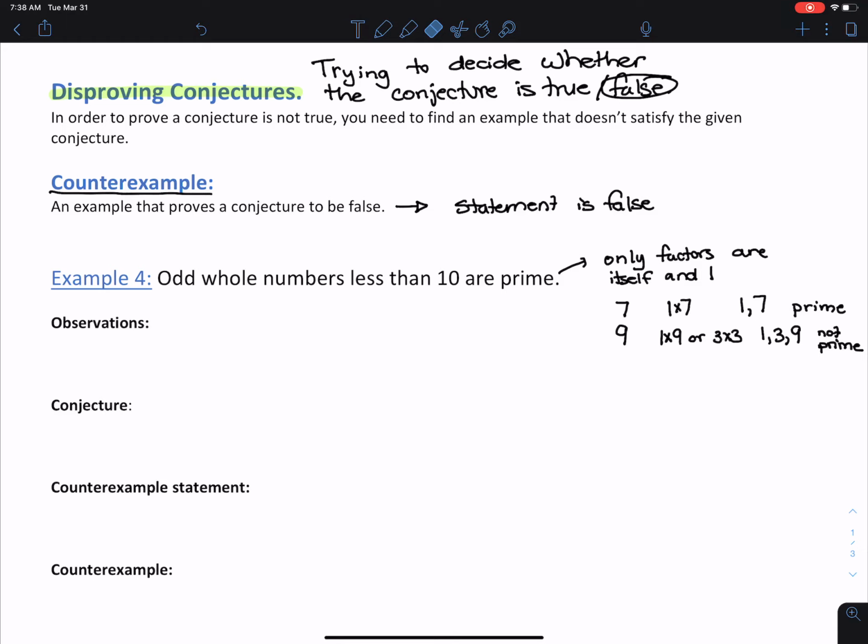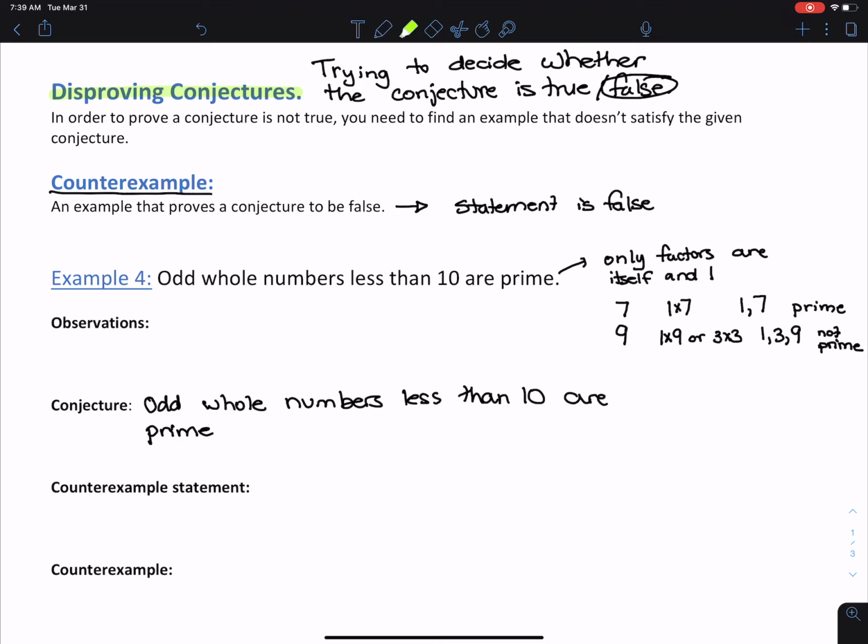Odd whole numbers less than 10 are prime. This is my conjecture right here. We don't need the observations here, but we've already talked about them. Let's look at a counterexample statement.